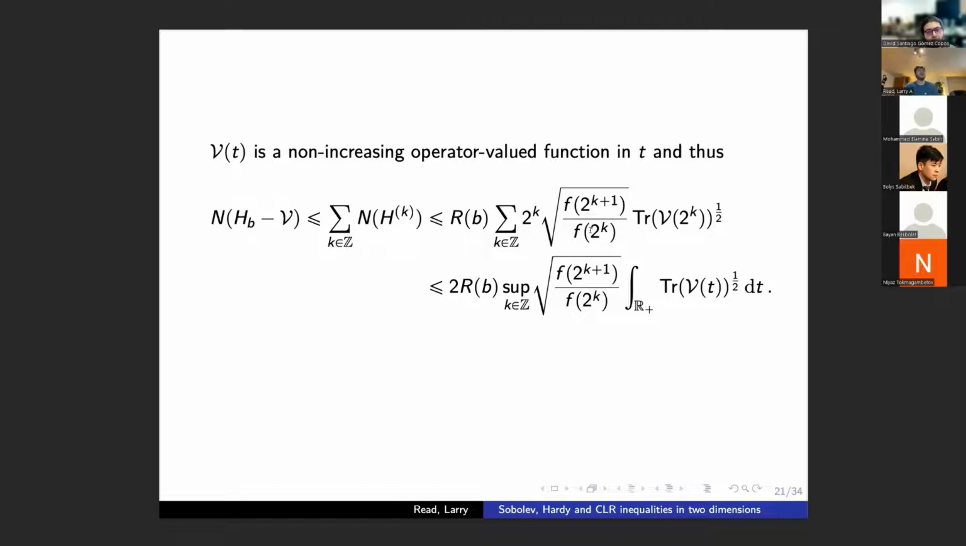So now again, we use that V is non-increasing and that F is non-decreasing, and we assume again that the supremum is bounded from above, and we'll only use two examples of that. And we can bound this above by the sum of the negative eigenvalues of each of these operators, and what we get is exactly this bound here.